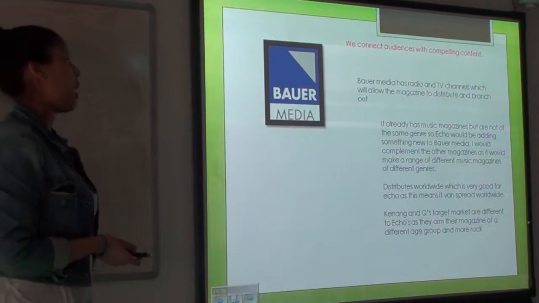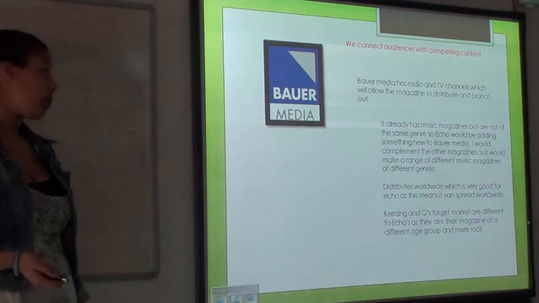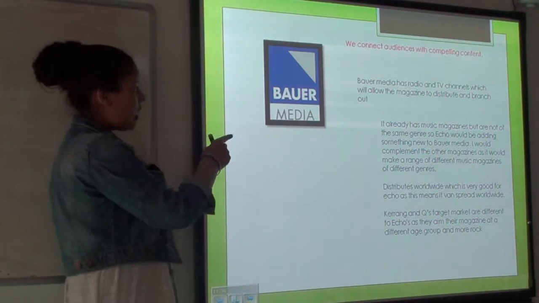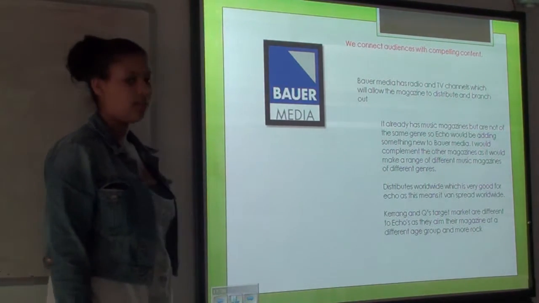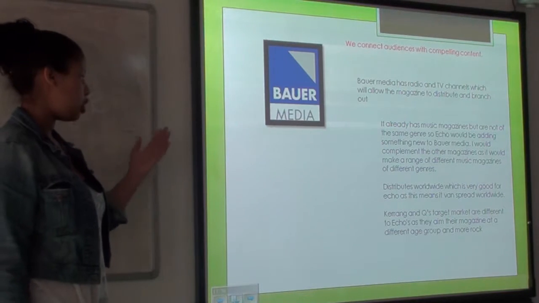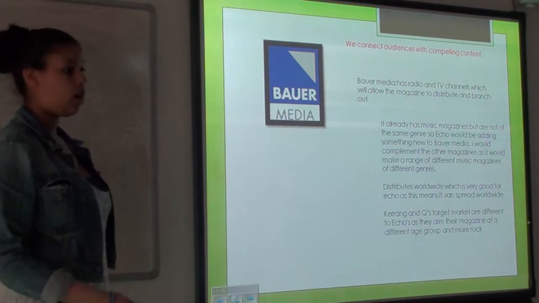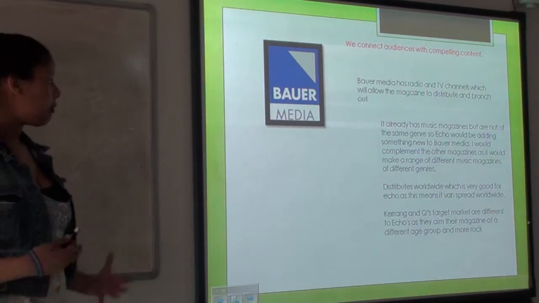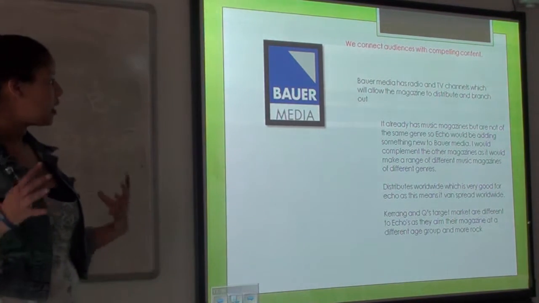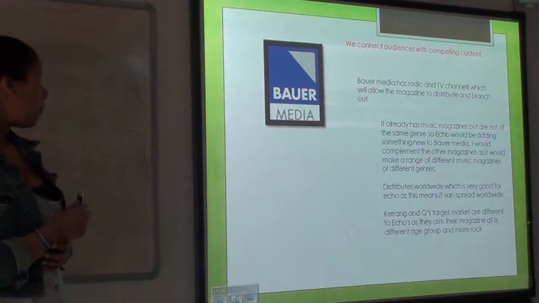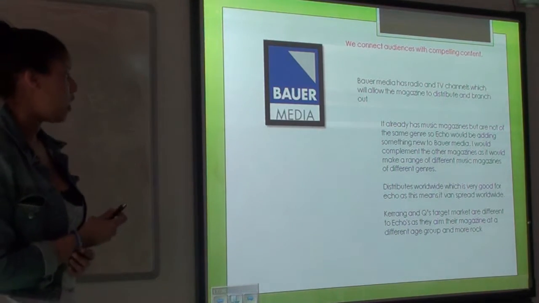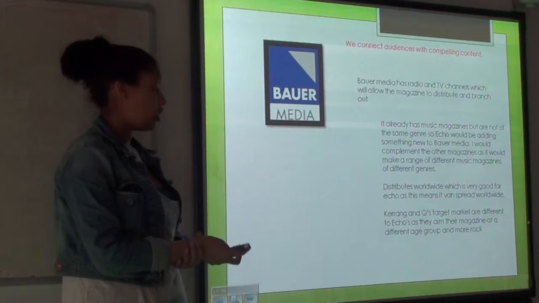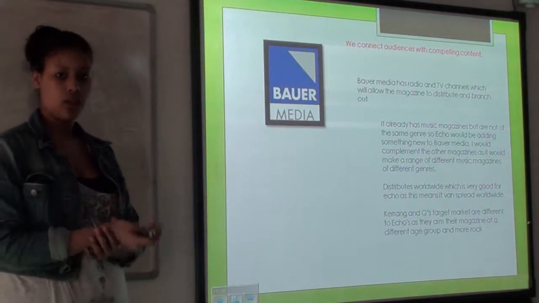This is why I chose Bauer Media. On the Bauer Media website, it says "we connect audiences with compelling content". This attracted me to choose Bauer Media because this is what I aim for my magazine, to compel my audiences and to connect with them. Bauer Media also has a radio and TV channel which allows the magazine to distribute and branch out and advertise on there.